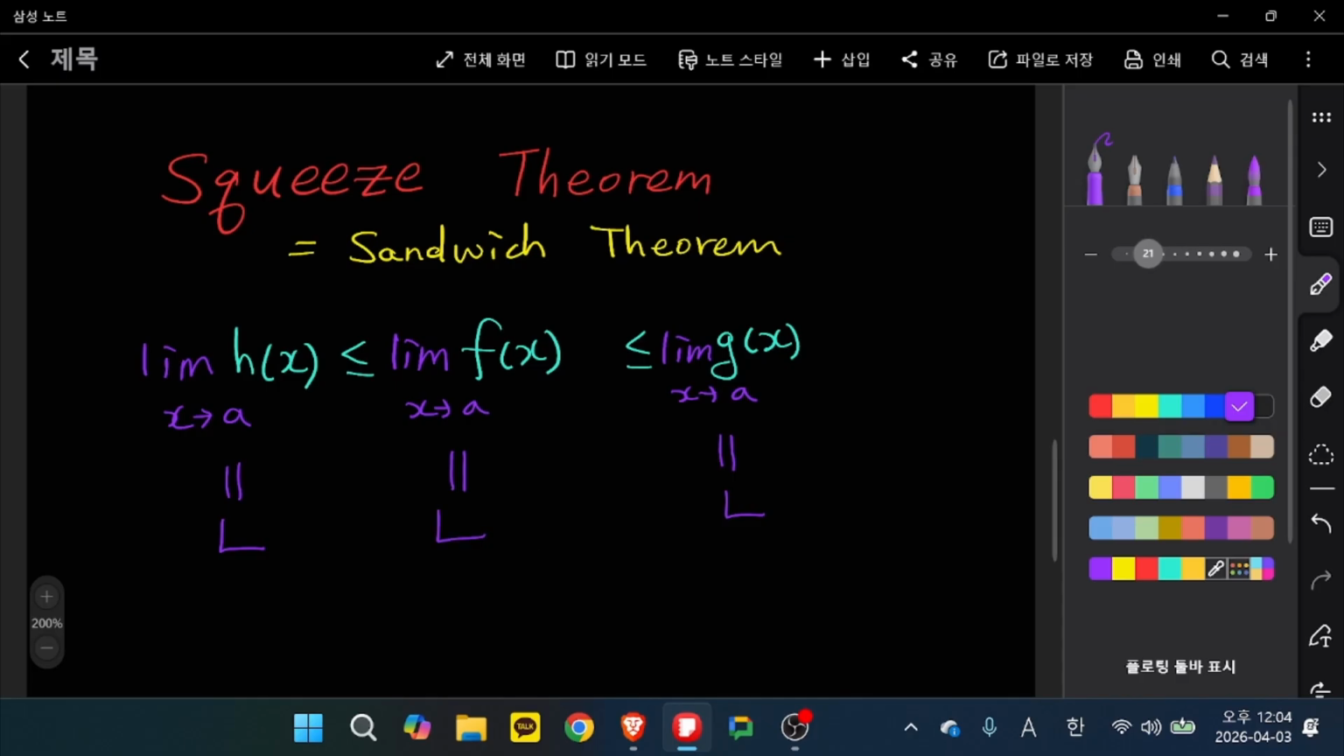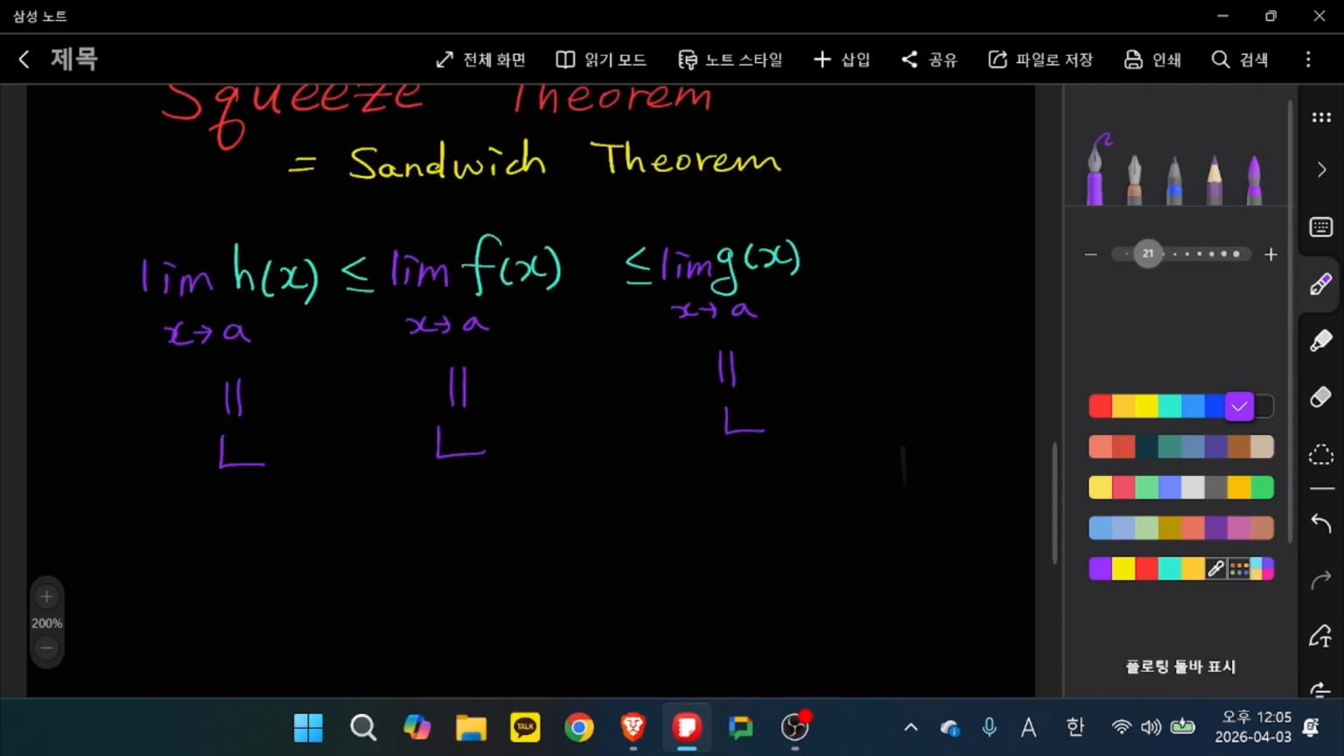In other words, if the two outer functions squeeze the middle function and both approach the same limit, then the middle function must also approach that same value. This is why it's sometimes called the sandwich theorem, because the middle function is sandwiched between the two others. The term squeeze theorem is more commonly used in the United States, while sandwich theorem is often used in the UK or Europe.